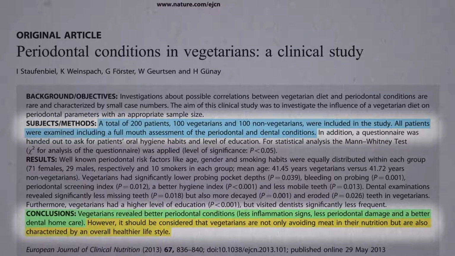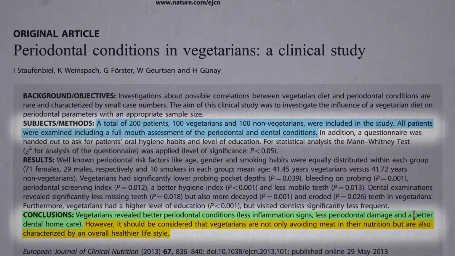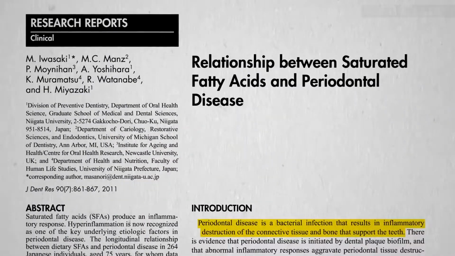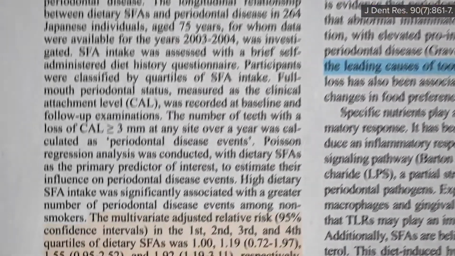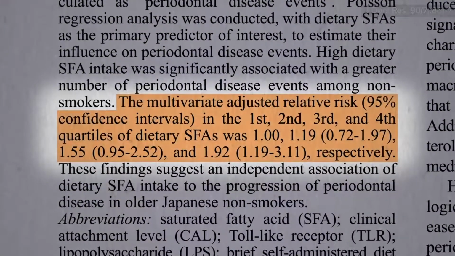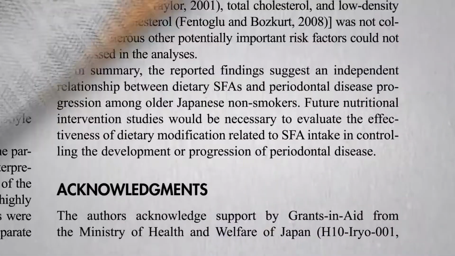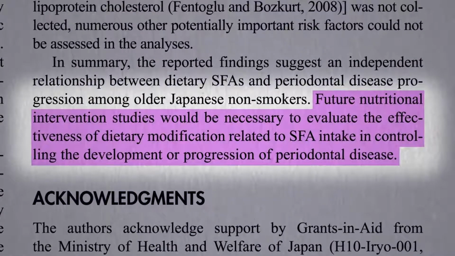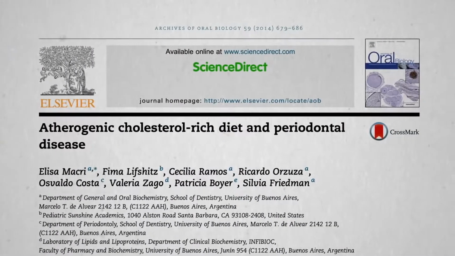However, it should be considered that vegetarians may not just be avoiding meat, but are healthier in other ways, like better dental home care. But do people who eat more saturated fat get more periodontitis? Yeah, about double the risk at the highest levels of intake, and this study was in Japan, where they eat less than half the meat and dairy compared to the U.S. The only way to know for sure, though, is to do an interventional trial where you change people's diets and see what happens. In other words, you have to put it to the test.